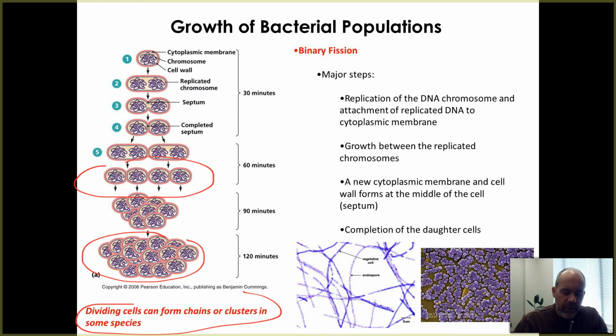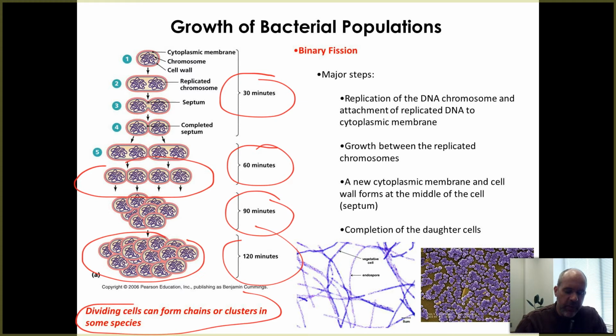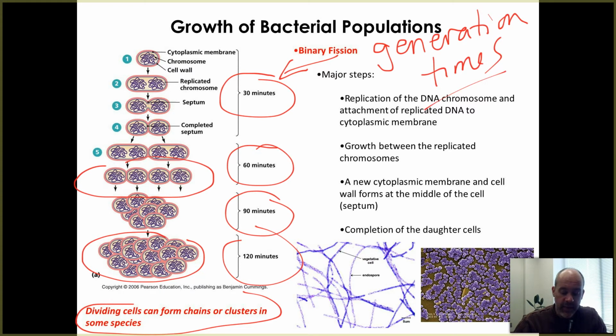Notice the timing over here. 30 minutes, 60 minutes, 90 minutes, 120 minutes. If it takes 30 minutes for one cell to divide into two, that's called the generation time. So after 30 minutes, starting with 1, you're going to have 2. 30 minutes later, you're going to have 4. 30 minutes later, 8. 30 minutes later, 16. Those times are called generation times. And those times will differ for different types of organisms.